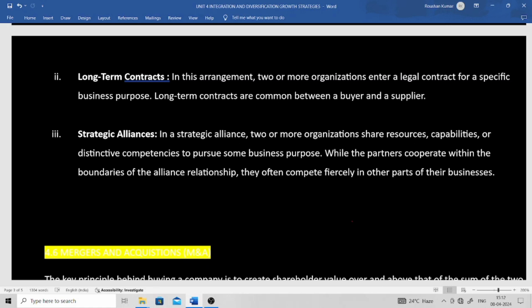It means in whatever market those organizations share resources and capabilities to pursue some business objective, only in that market they form an alliance, but in other markets they compete with each other. That's about the strategic alliance.